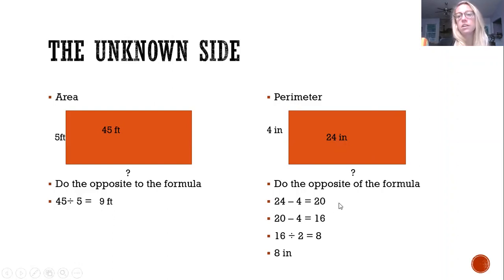So that's all well and good, except now I have two unknown sides. If I have two unknown sides and they share the remainder of this perimeter, I will divide it in half, and I will get the length of each side. So I do 16 divided by 2, and that equals 8. So both my unknown sides are 8 inches long.